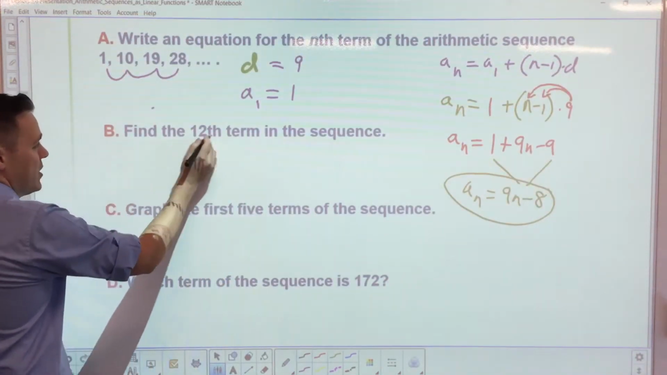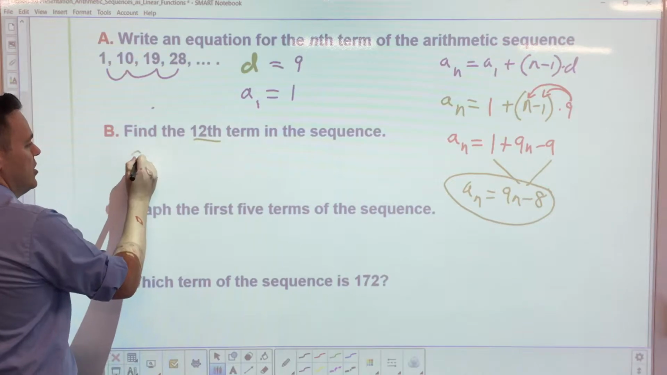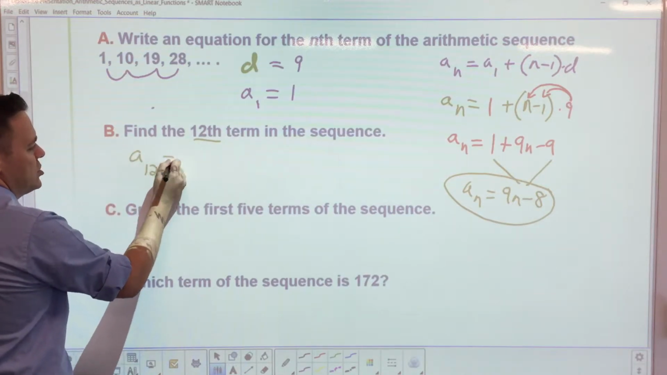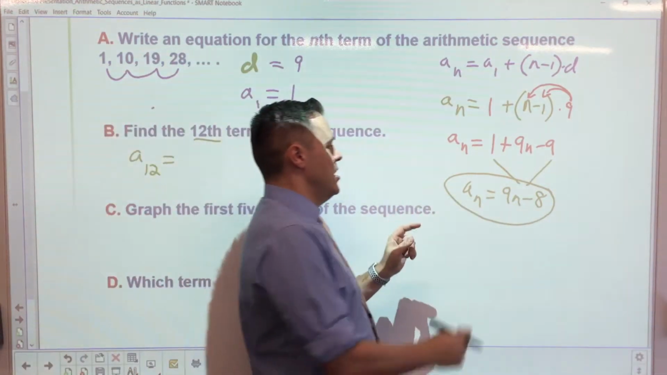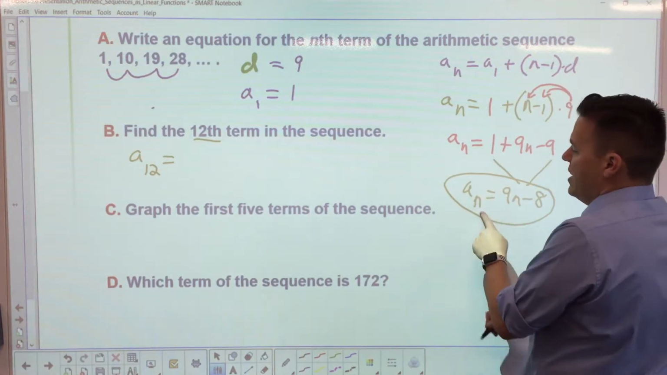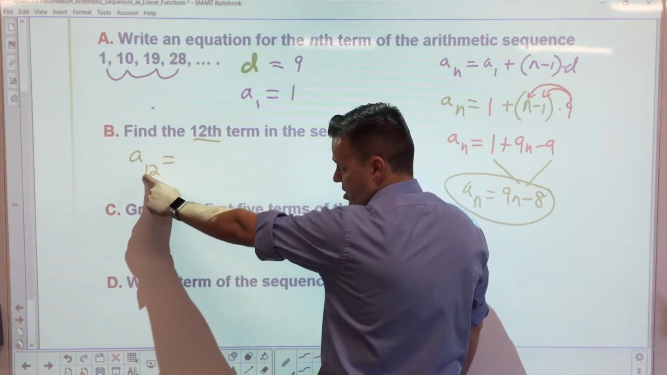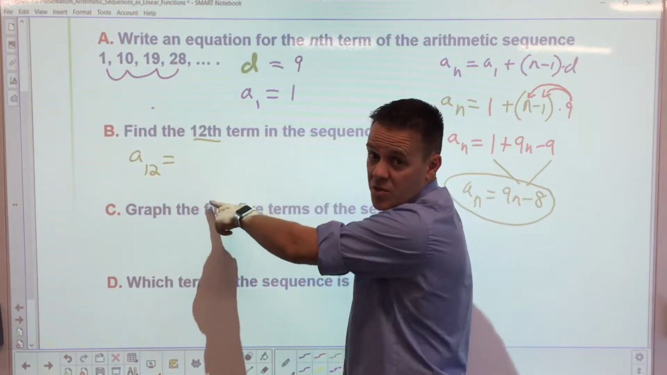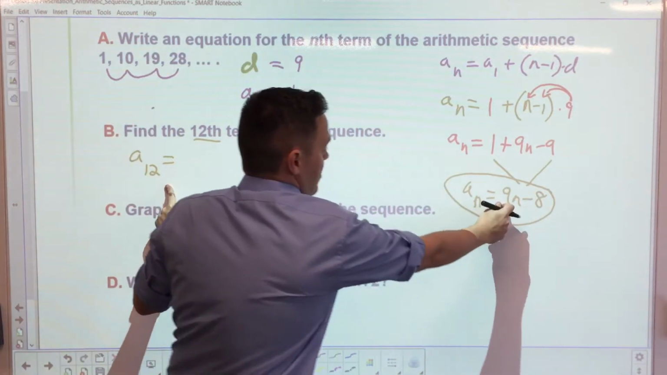So let's talk about it. This is what I mean. We're going to find the 12th term. So here's a to the 12th. We're taking our original equation. What is the difference between this equation, sorry, that's a horrible looking n, and this equation? Well, I took the n out and I replaced it with the 12. So you've got to do the same thing with this one.